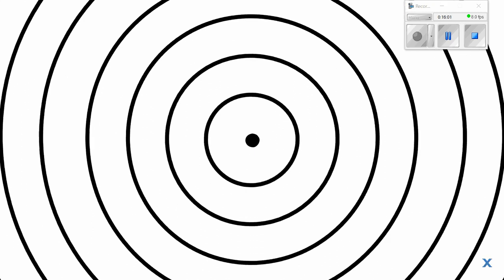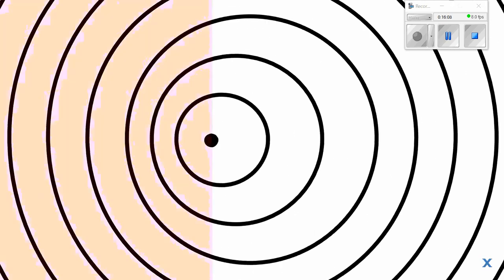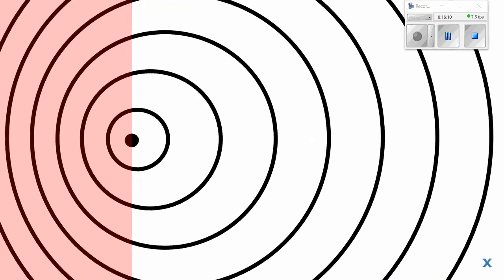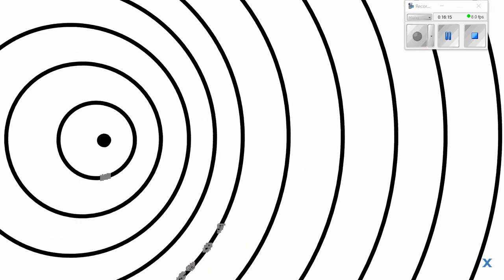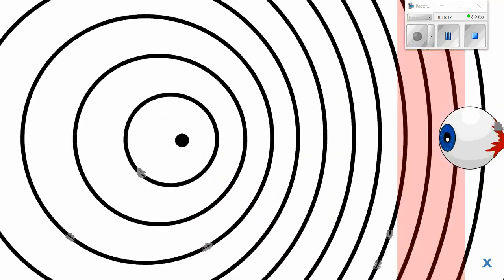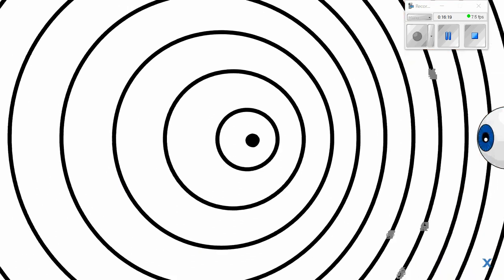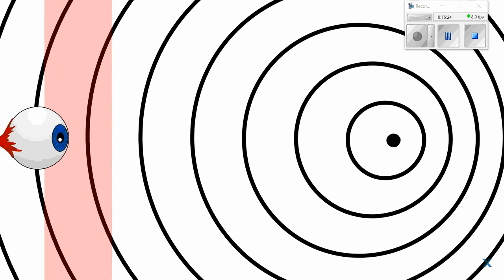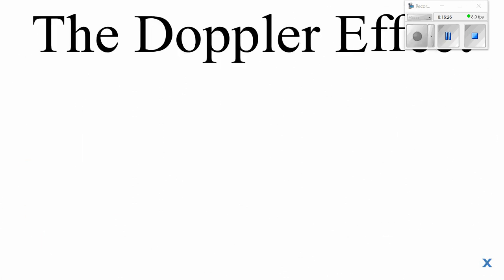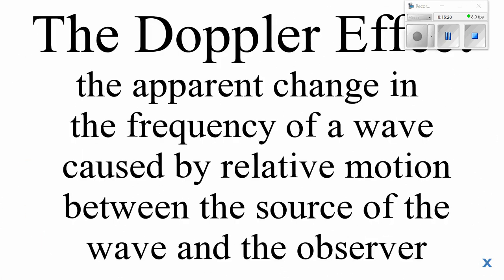Those are all waves, and they all look something like this. We see the Doppler effect happening when the thing that is emitting waves moves. In the direction it's moving, the wavefronts bunch up, and behind it, they spread out. If our object is moving towards a stationary observer, these bunched up waves are observed at a high frequency, and if the object is moving away from a stationary observer, the waves are observed at a lower frequency. So that is the Doppler effect, the apparent change in the frequency of a wave caused by relative motion between the source of the wave and the observer.